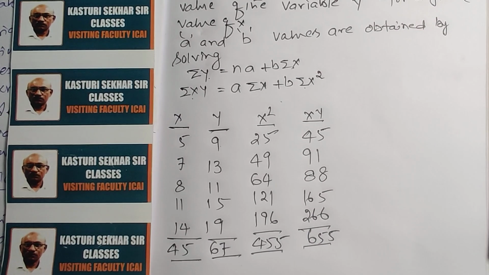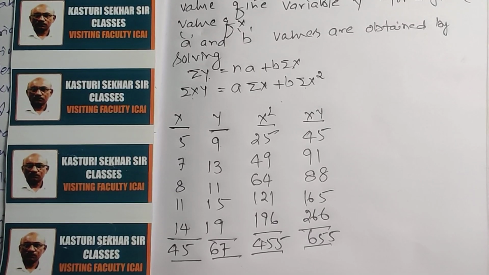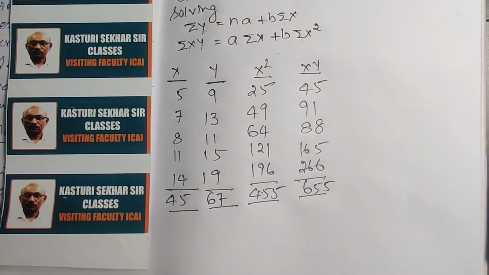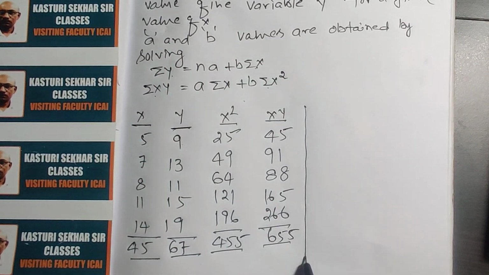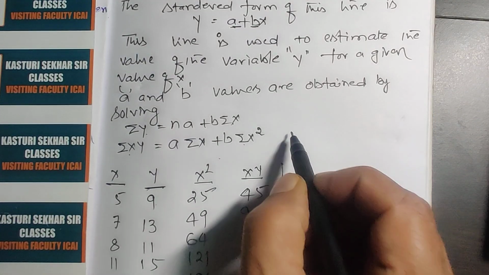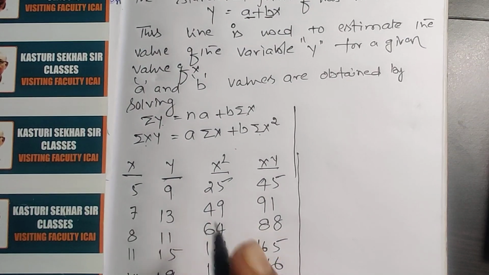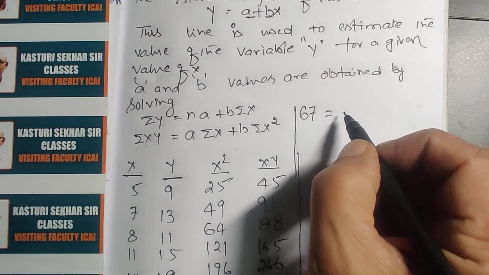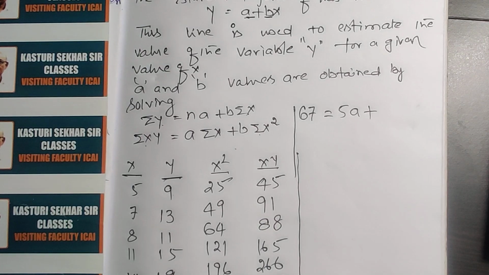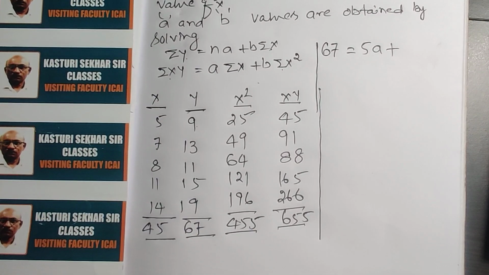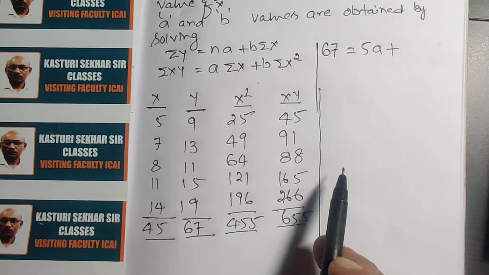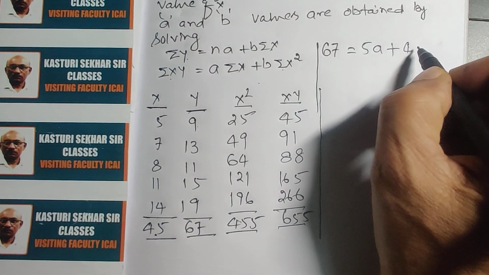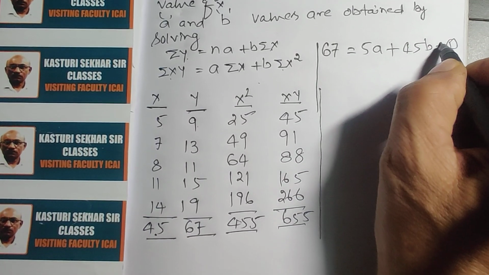This way X total, Y total, X square total, XY total are obtained. Now let us see. Y total is equal to NA: 67 is equal to 5A plus B into X total. B into X total is 45. This is 45 into B, equation number 1.